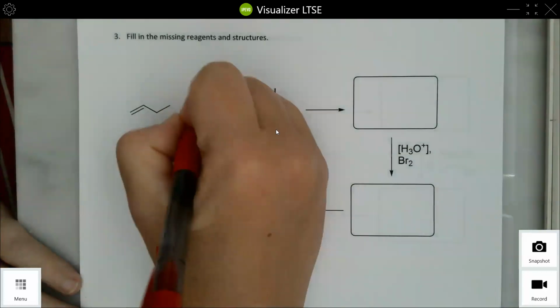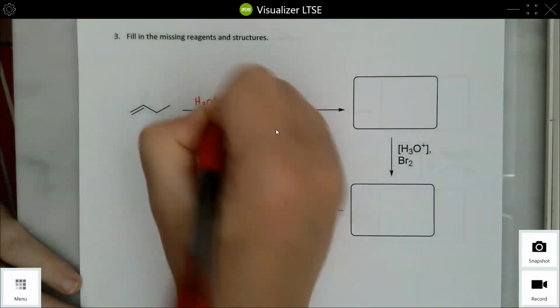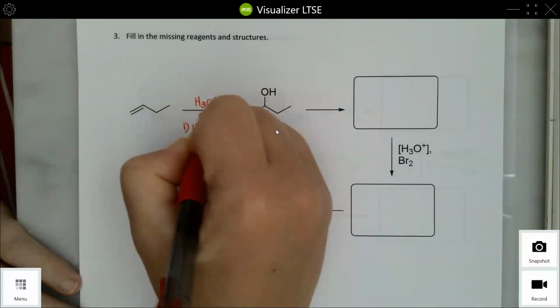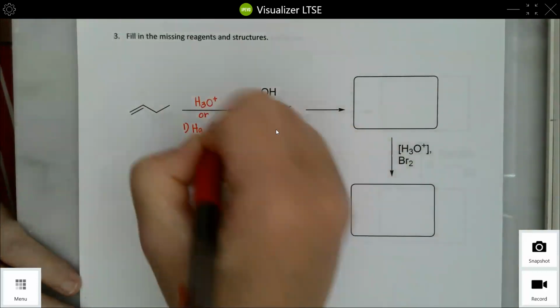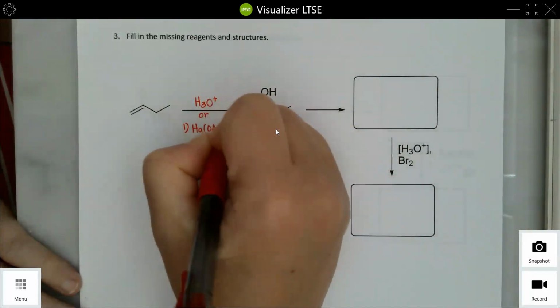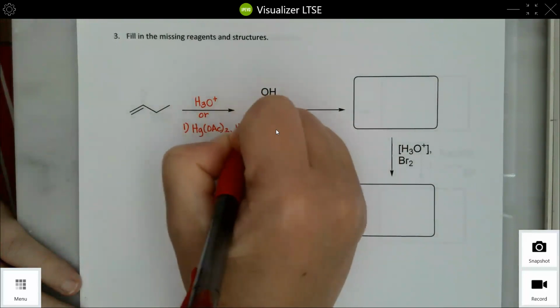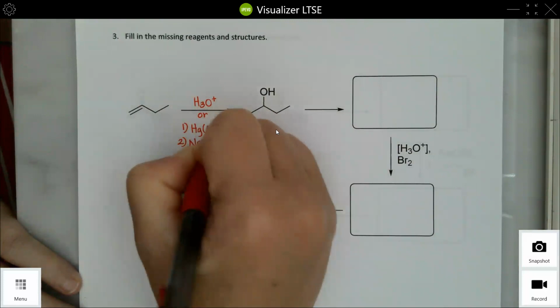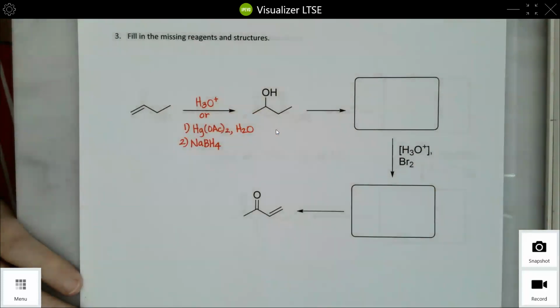So we can just use H3O plus, or alternatively, we could use the mercuric acetate conditions, although it's not necessary in this case, because we don't have to worry about rearrangement of that carbocation.